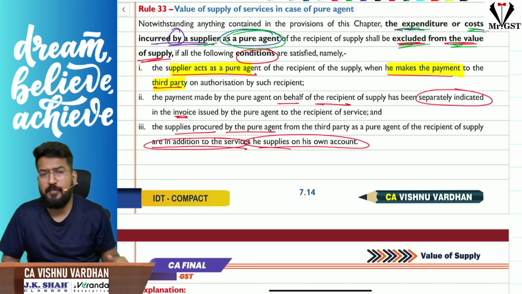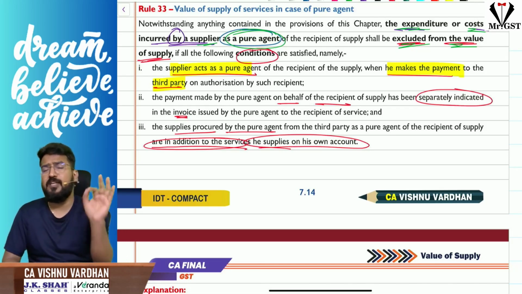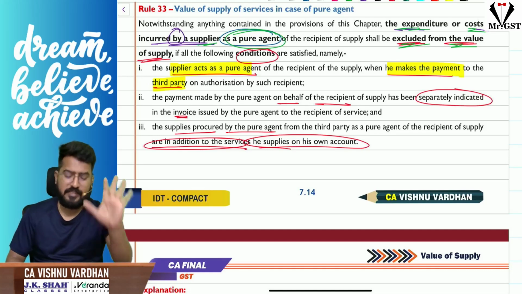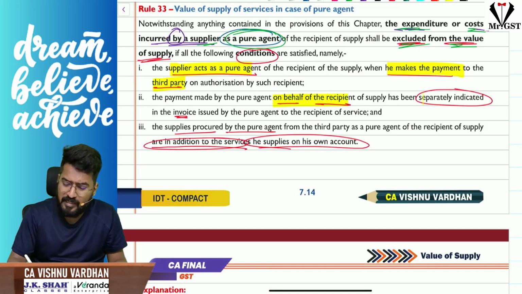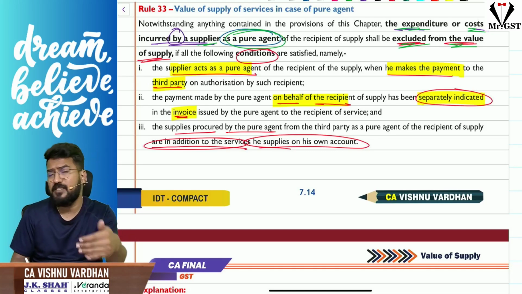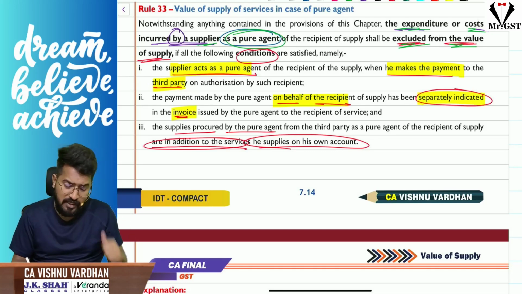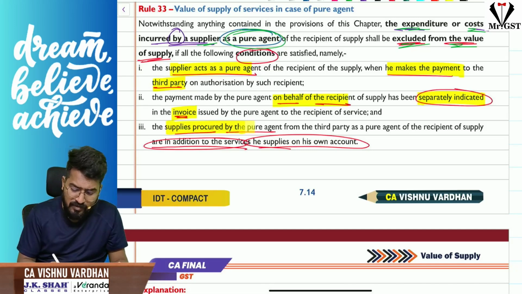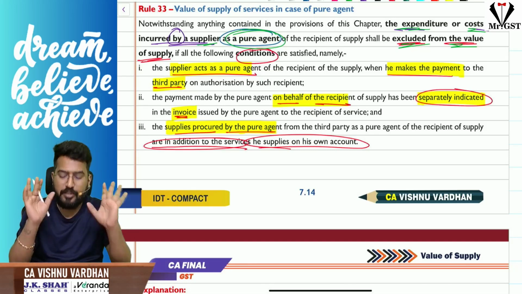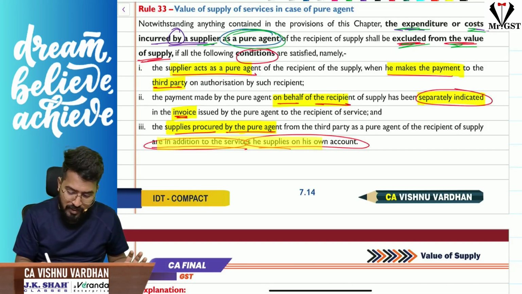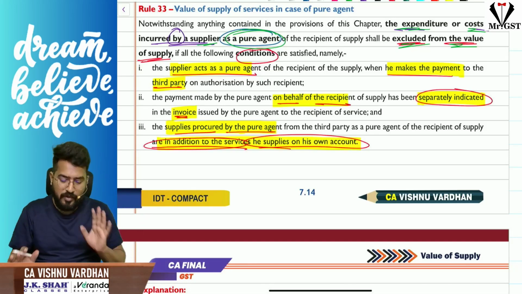When he is making the payment to third parties, he is making the payment as a pure agent of the recipient, and he is making the payment on behalf of the recipient, and it is separately indicated in the invoice by the supplier when he is giving invoice to the recipient. And one more thing, these supplies whatever he has procured as a pure agent, they are purely in addition to what he is providing on his own account. Okay, so that should be the case.